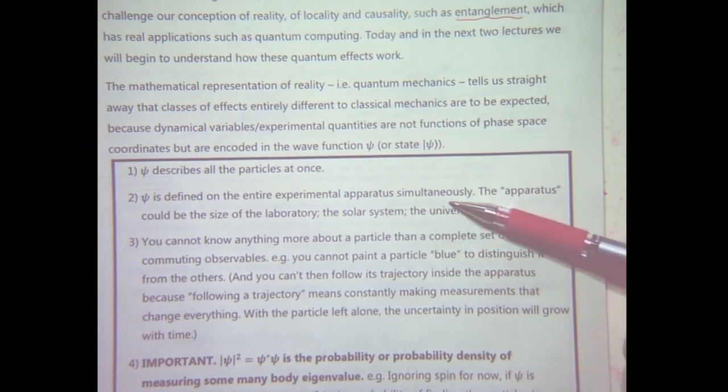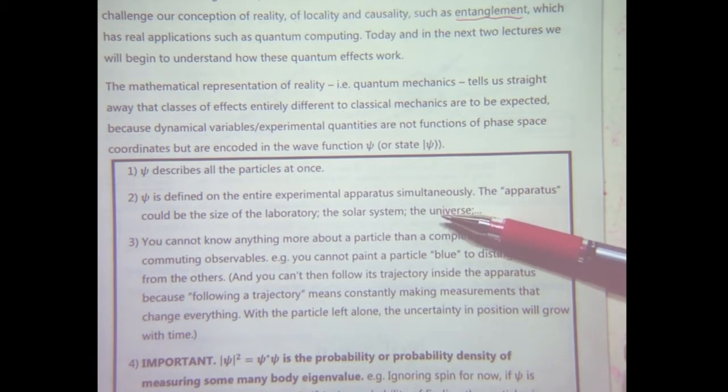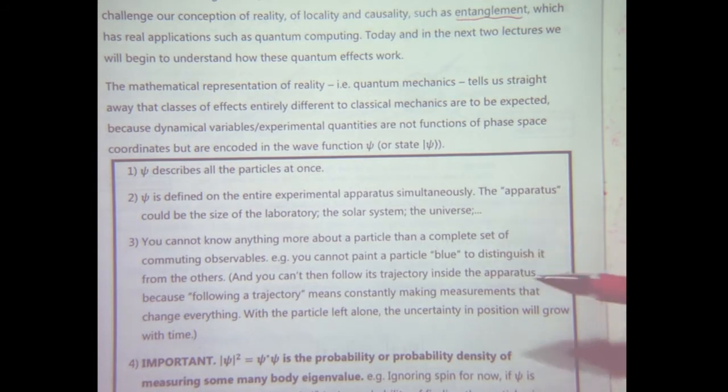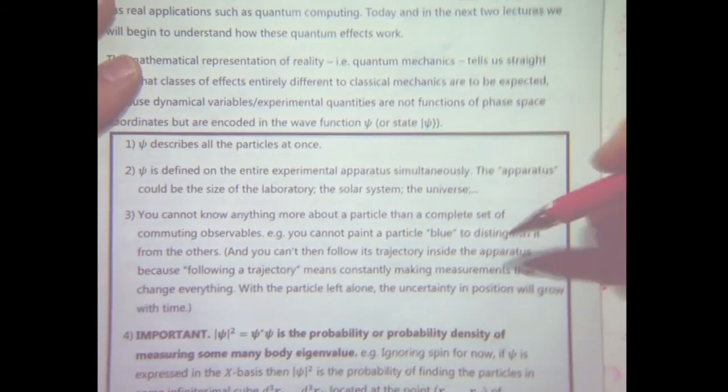Right? So in non-relativistic quantum mechanics, which is what we're doing, every point of the entire apparatus is described at the same instant by the wave function. Whether the apparatus is something very small in your laboratory, or spread out over many buildings, or the size of the Large Hadron Collider, or the size of the solar system, or the galaxy, or even the universe. So that's one of the sources of the incredible things that happen on a quantum scale with two or more particles.